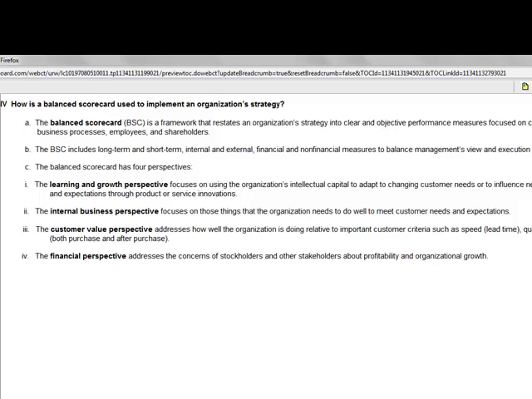The internal business perspective focuses on those things the organization needs to do well to meet customer needs and expectations. This is going to be how quickly we put our product together, how we handle our scrap rate, those sorts of issues, measuring those different things. For instance, Dell would look at this when someone calls in to have a computer made to their specifications. How long does it take them to turn around, get that computer made, and sent to them? That is going to be an internal business perspective measurement that they would look at.